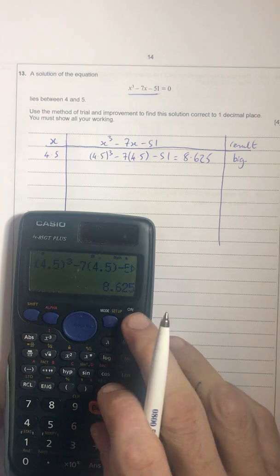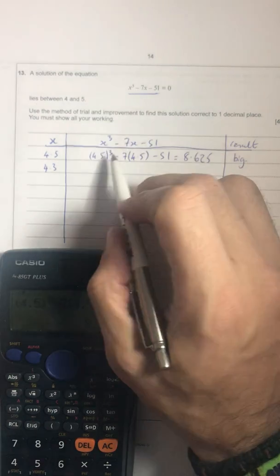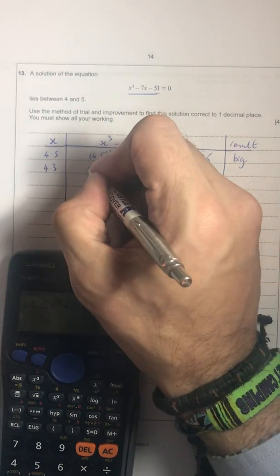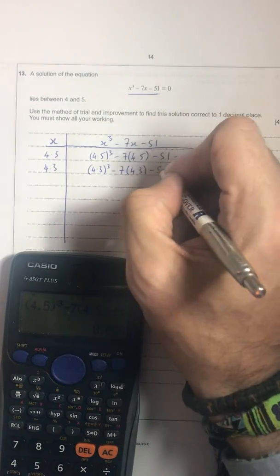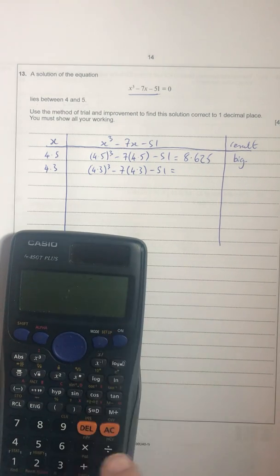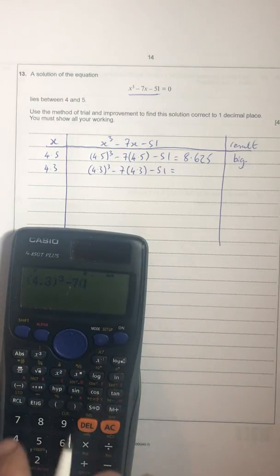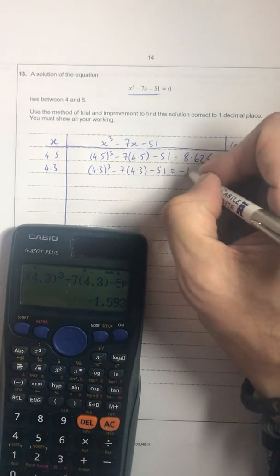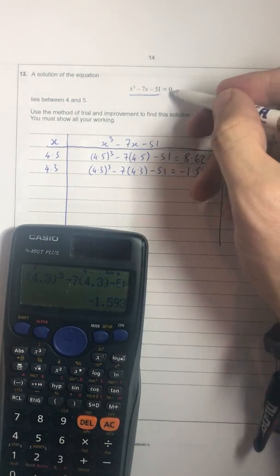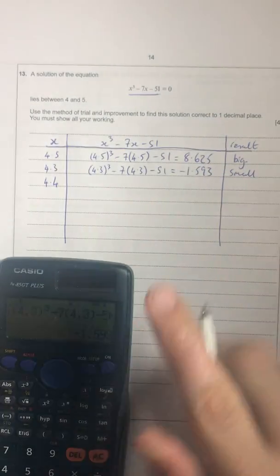Well, I should get an answer of 0, so this is a little bit too big. So I know that 4.5 is too big, so I need to try something a little bit smaller, so maybe I'll go for 4.3. I do exactly the same thing again, replace the x's with a set of brackets and 4.3. Working that on my calculator, open bracket, 4.3, close bracket, cubed, minus 7, open bracket, 4.3, close bracket, minus 51. That gives me an answer of minus 1.593. So as it's negative, it's slightly less than 0, so that was too small. So I'm going to try a number now between 4.3 and 4.5. So 4.4, do the same thing again.